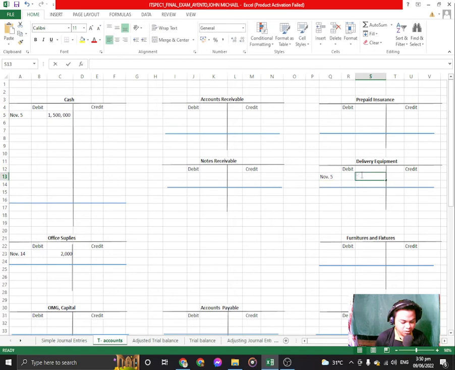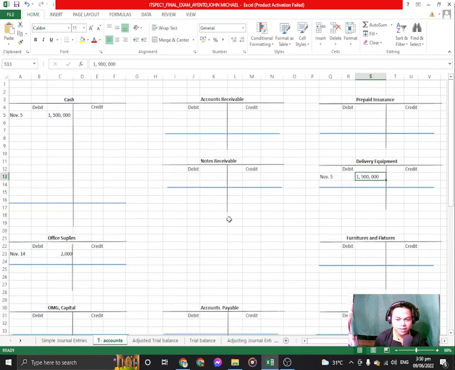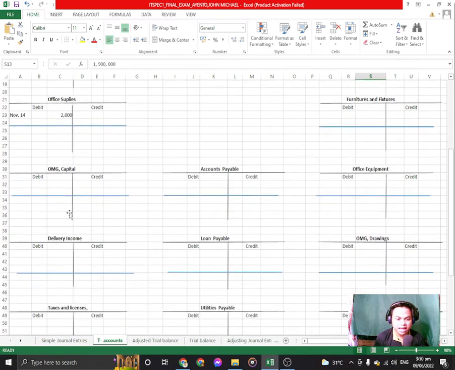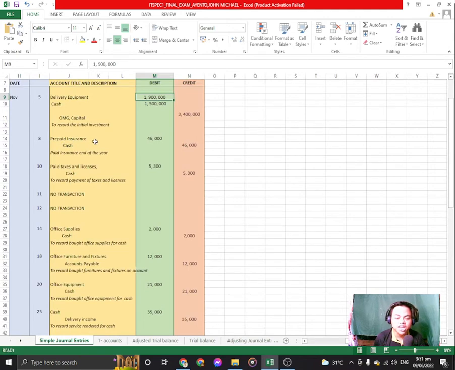Okay, and then delivery equipment for November 5 also, 1,900,000 pesos. And then for the credit, OMG capital, with a total of 3,400,000 pesos. Okay, OMG capital, for the credit, November 5, with a total of 3,400,000 pesos.